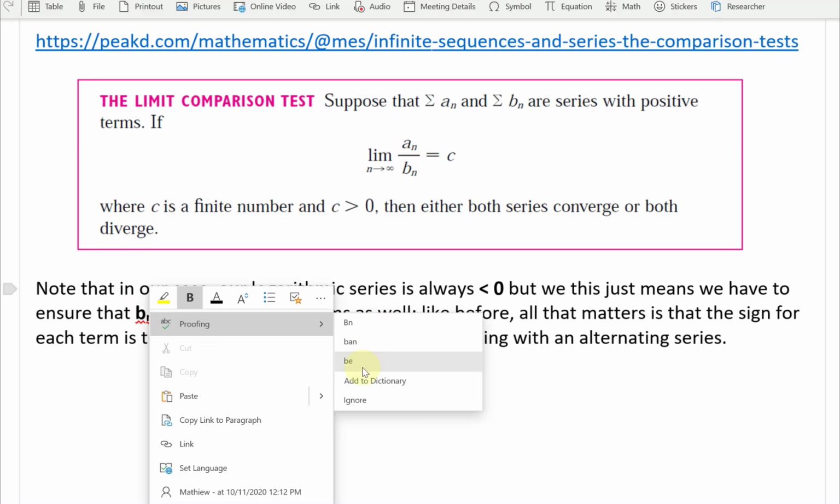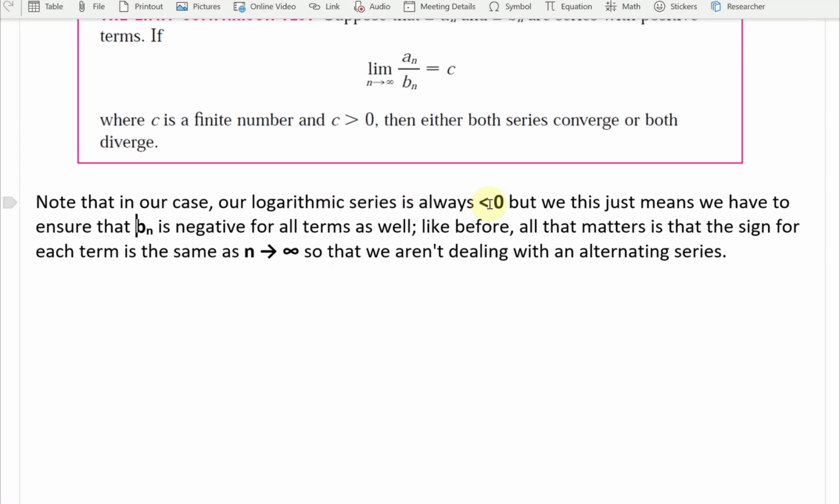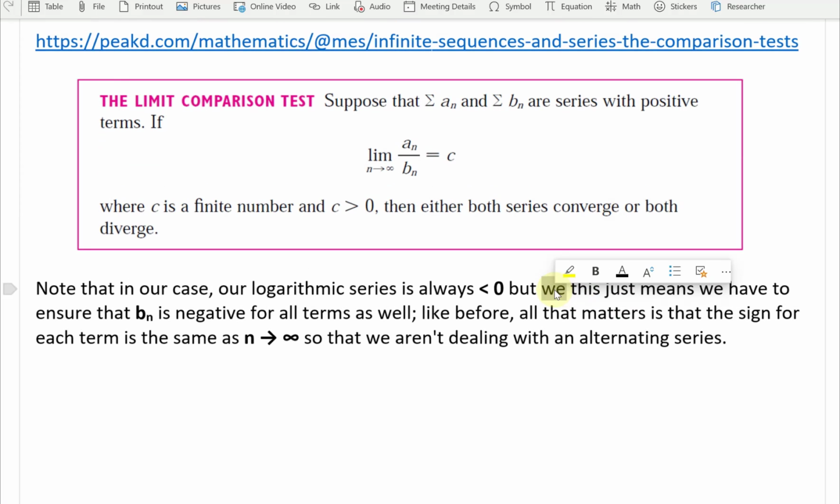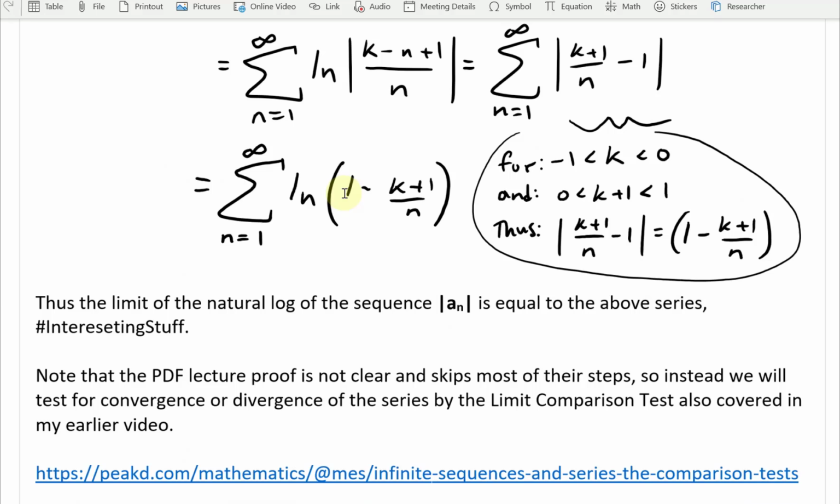So note that in our case, our logarithmic series is always less than 0, and I'll show you why. This just means we have to ensure that b_n is negative for all terms as well. Like before, all that matters is that the sign for each term is the same as n approaches infinity, so that we aren't dealing with an alternating series. So even though this logarithm is always going to be negative, because this is 1 minus a number less than 1 divided by n, it's always going to be less than 1.